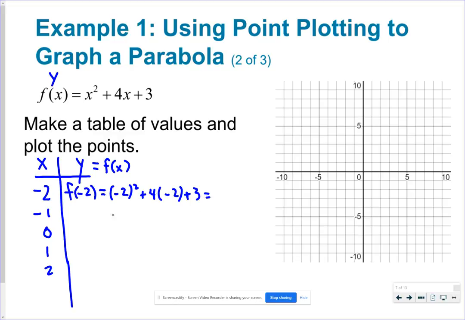I can grab a calculator. Just make sure if you use the calculator to put parentheses around the negative 2, and make sure you're multiplying 4 times negative 2. So I get negative 1 when I work that out.